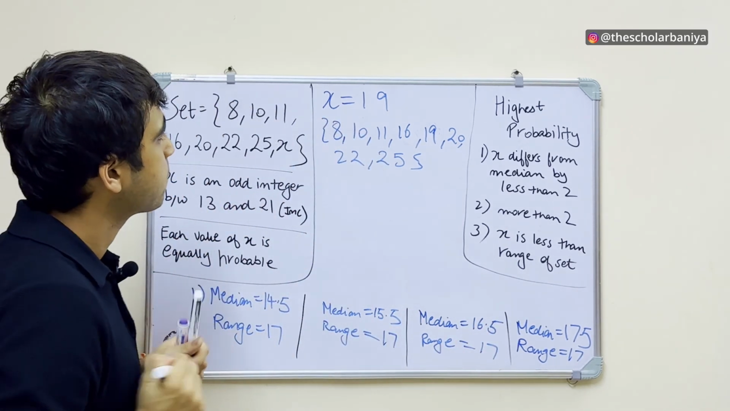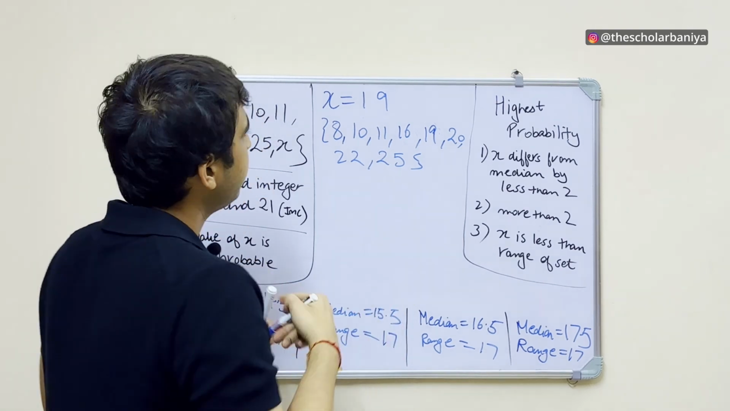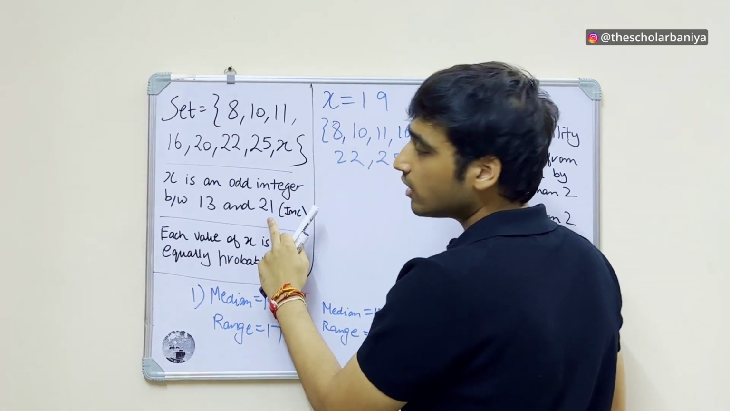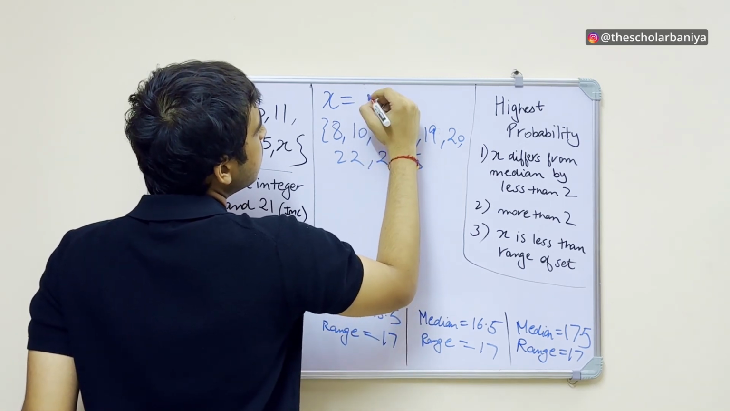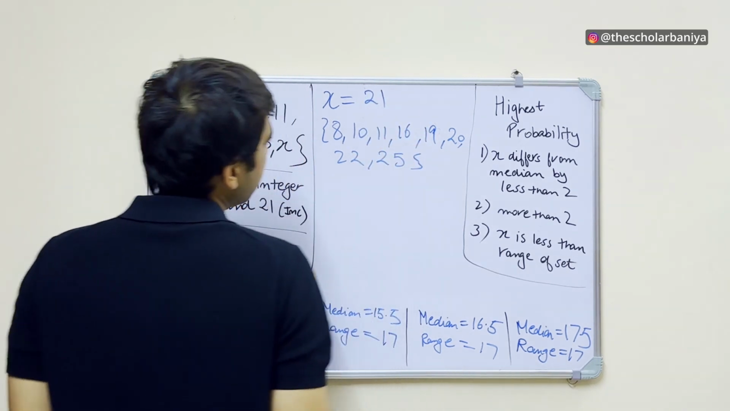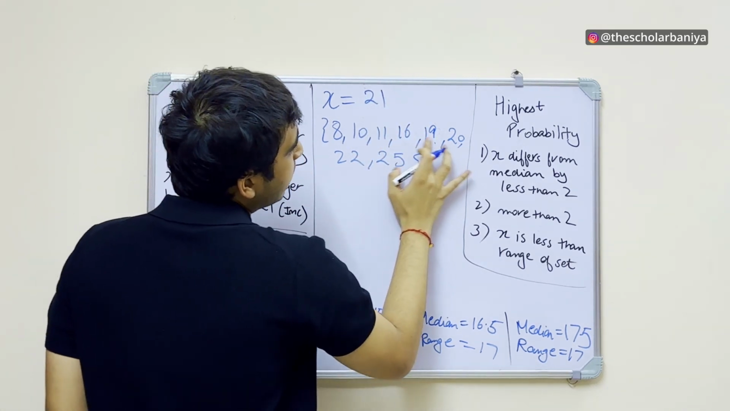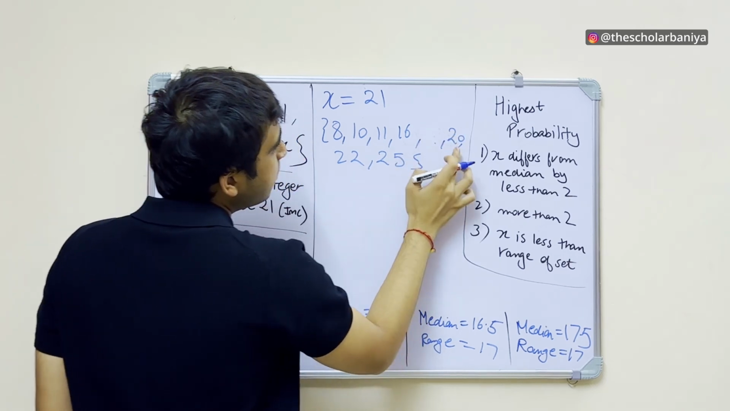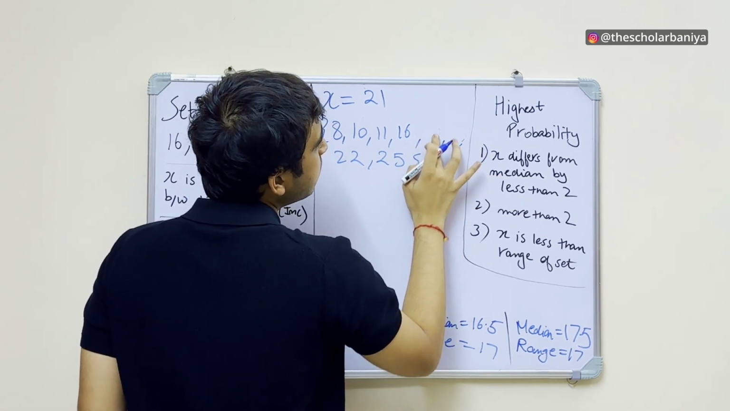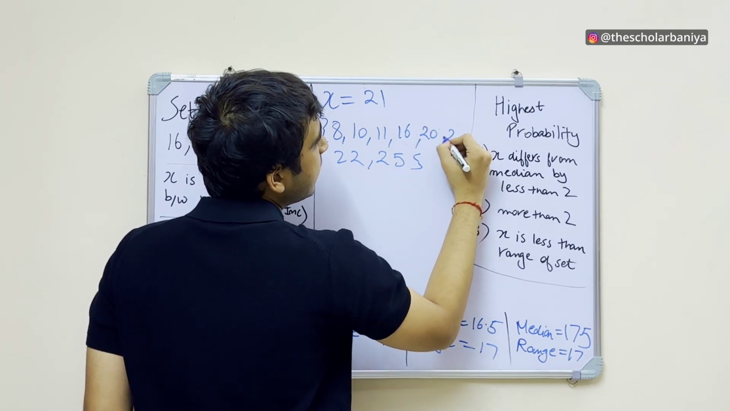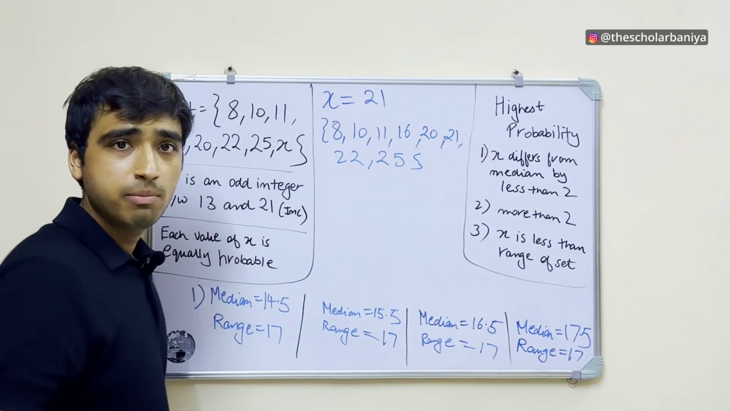Right? Okay. Now let's take the last case in which the value of x will be what? 21. Right? So in this case, 21 will come where? Between 20 and 22. So we can place 20 over here and 21 over here. I hope this should be fine, right?